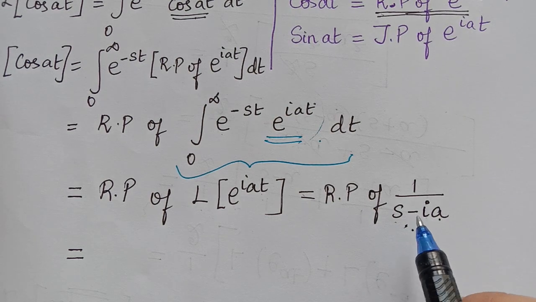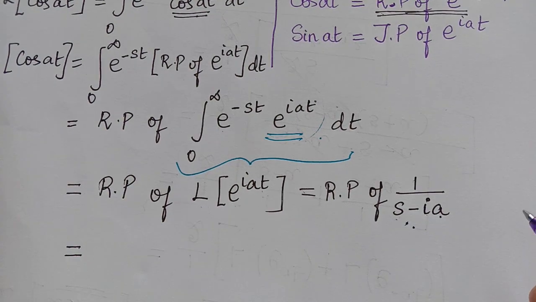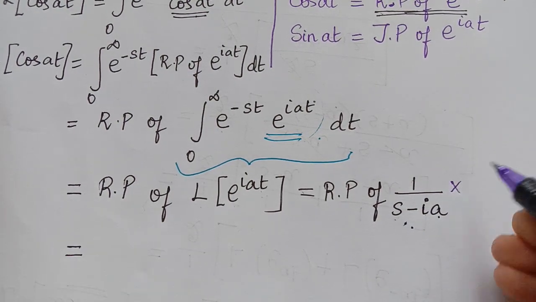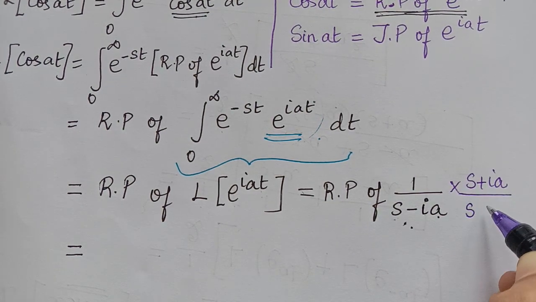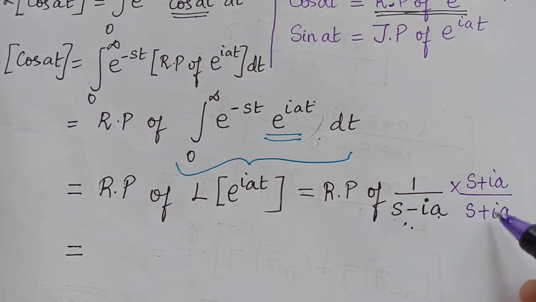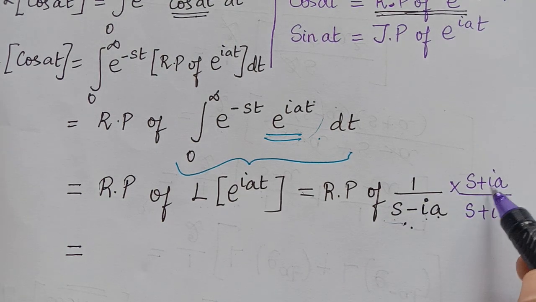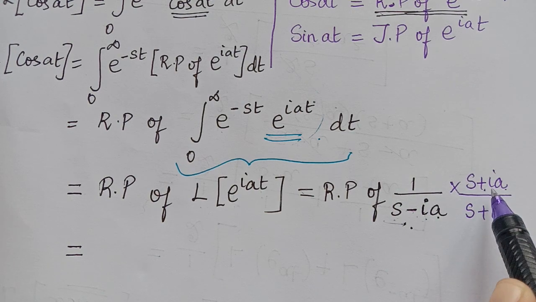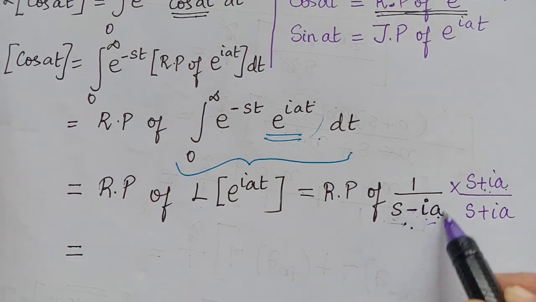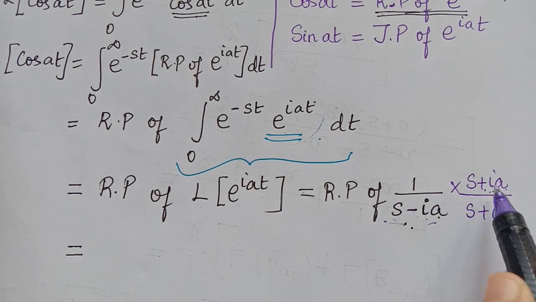What is the conjugate? The conjugate of s minus ia will be s plus ia. So this has to be multiplied by s plus ia and simultaneously divided by s plus ia. Always remember, whatever is the sign of the imaginary part, it will be changed in its conjugate. So s minus ia is the denominator. The conjugate of s minus ia is s plus ia. So multiply and divide by its conjugate.